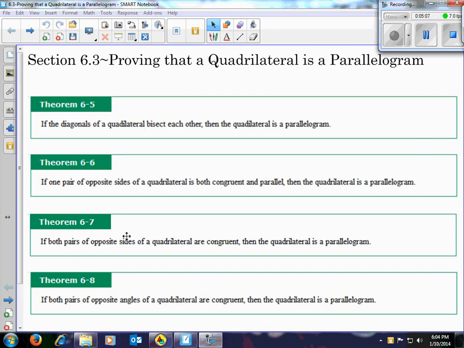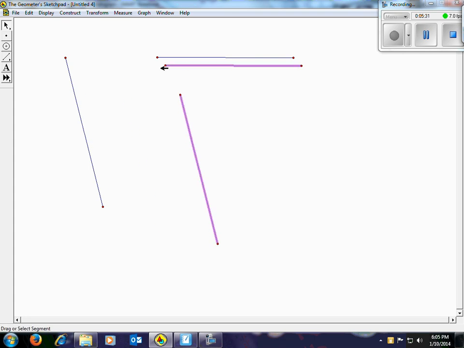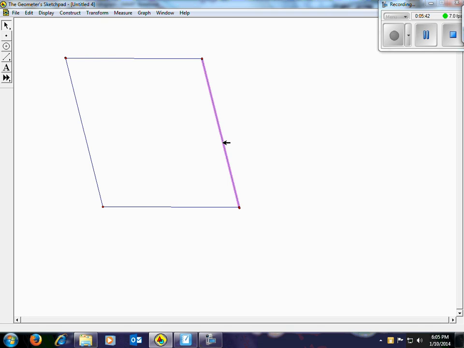Alright, back to our theorems. Our next theorem says if both pairs of opposite sides of a quadrilateral are congruent, then the quadrilateral is a parallelogram. So in Geometry Sketchpad, I'm going to make two sets of segments that are the same. So I have this segment. I'm going to copy and paste them. Now, if I try to hook them all together, they should all hook together perfectly and make a parallelogram. Now, I won't do all the other stuff because I think I've proven my point, but that is what that theorem does.